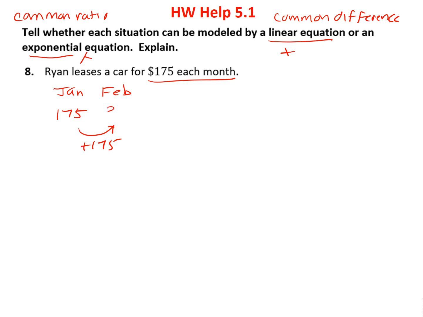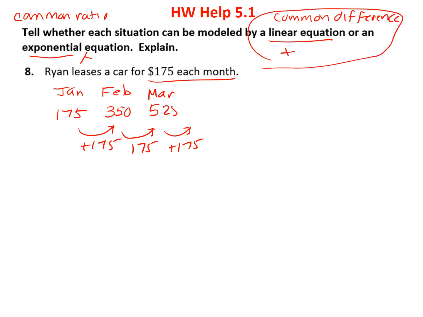Brings it up to $350. And then in March, he pays again, $175, and now he's up to $525, and you can see that each month he's going to add $175. So if each time we're just adding the same amount, we have a common difference, and so this is a linear function.